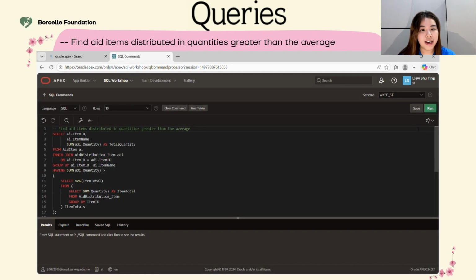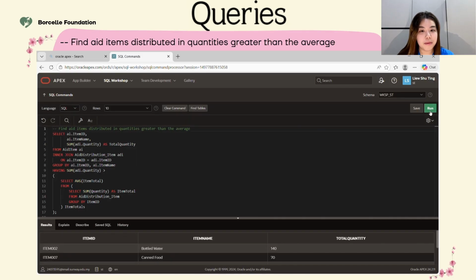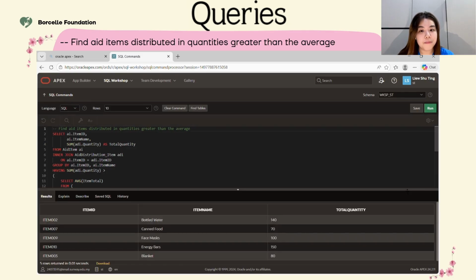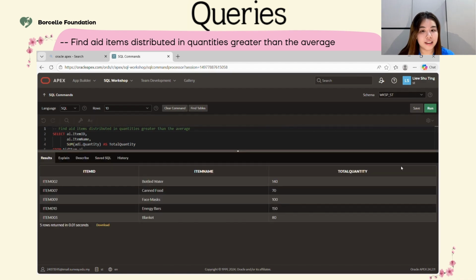Finally, this query identifies items that were distributed in quantities higher than the overall average. In this query, we first calculate the total quantity distributed for each item. Then, using a nested subquery, we compute the average distribution quantity across all items. Only items with totals above this average are selected. This allows the disaster response team to identify high demand resources, ensuring future supply planning is more accurate and efficient.